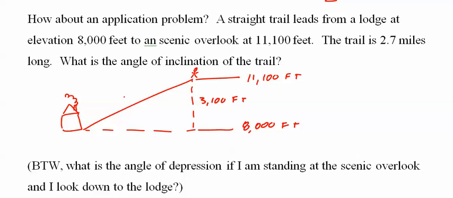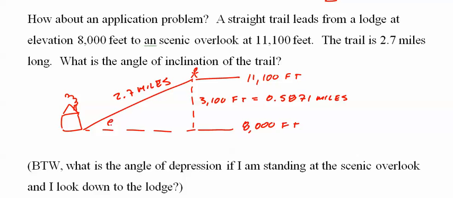But they say the trail is 2.7 miles long. Better be a really straight trail or else this is not going to work. So 3100 divided by 5280 is 0.5871 miles. At this point, you might say, wait a minute, I thought you were going to one decimal place. Well, my final answer is one decimal place. I don't want to lose too much accuracy, so during the process, I'll leave a bunch of decimal places. Better yet, I'll use the value that's in the calculator.